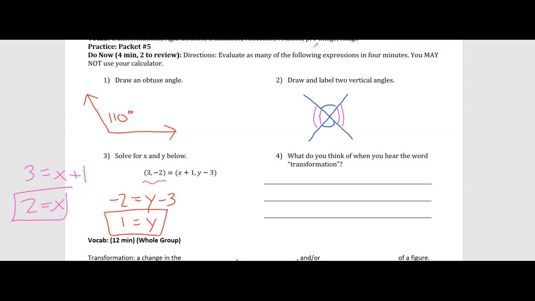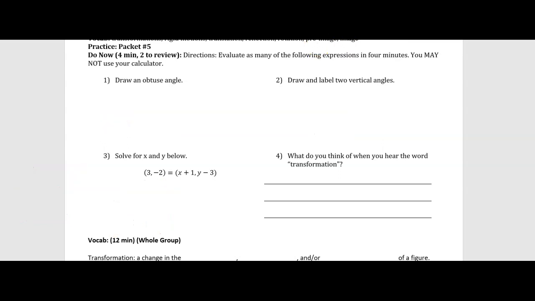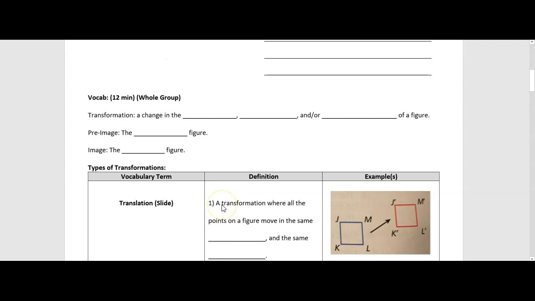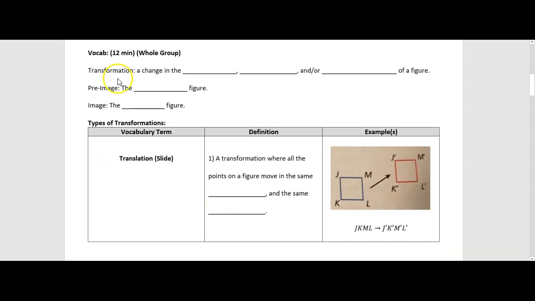Okay, let's start to get in for the vocab today, and then we'll see if we have some practice problems at the end. All right, so a transformation is a change in the size, position, and or orientation of a figure. Should have made these blanks a little bit bigger for myself. So it's a change in the size, position, and or orientation.